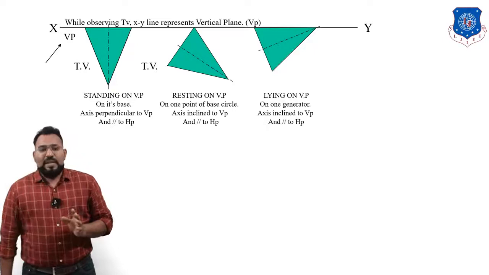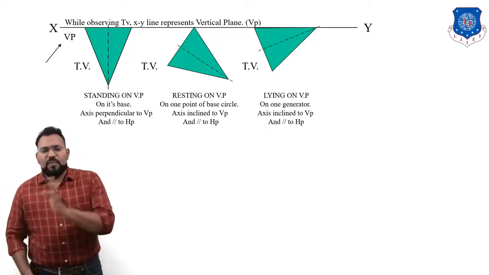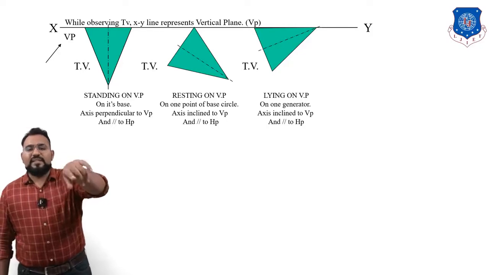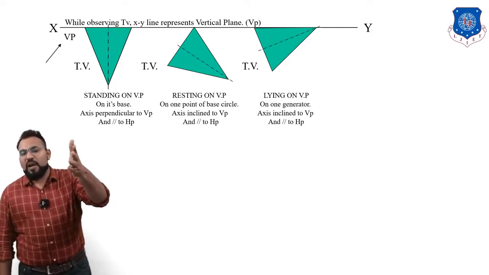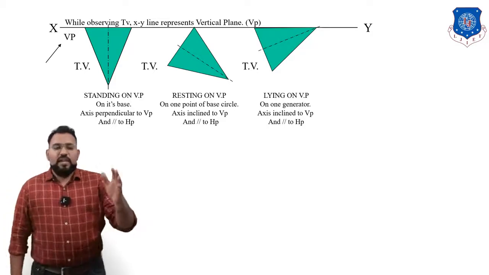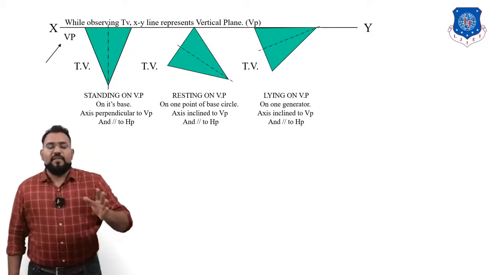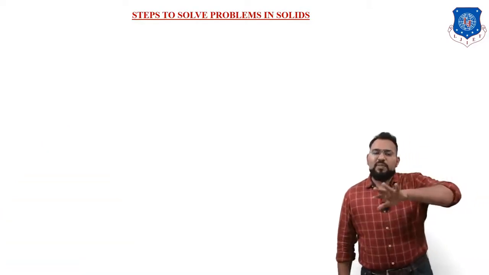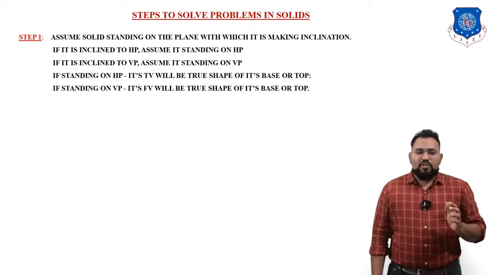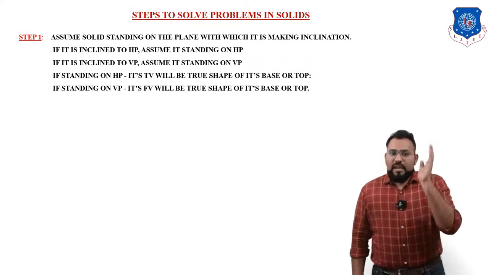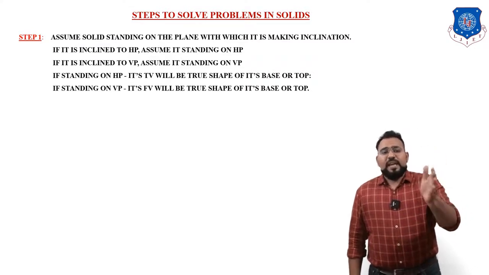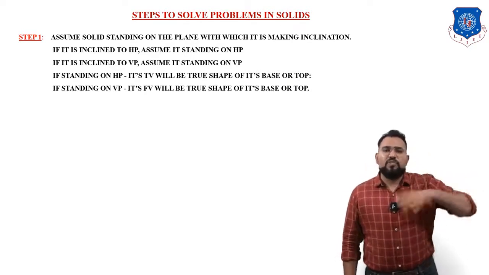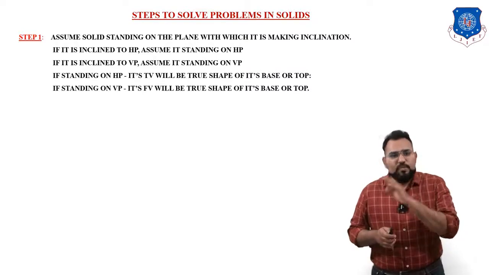Before we jump to the next point, can you tell me the condition of the axis of the last drawing? Yes, the axis is inclined to VP and parallel to HP. So here we have taken all the conditions with reference to VP. Now here we can see some of the steps of solving the problem. If some solid is given and it is said to be inclined to HP, what will we do? We have to solve this problem in three stages.